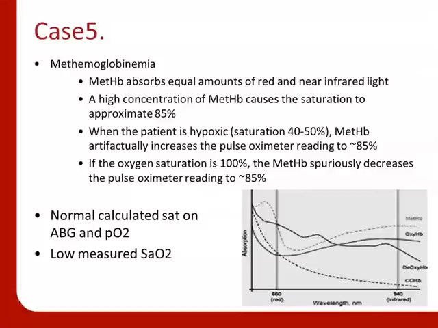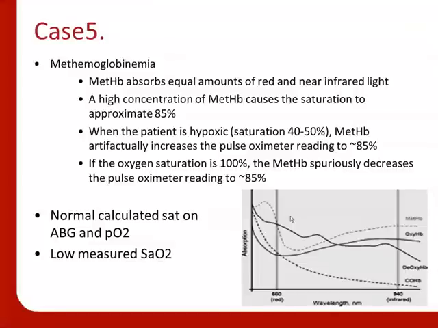So the methemoglobinemia, if you look at the figure, the dotted line here on the top is the methemoglobinemia. It absorbs the two different frequencies of light relatively equally. And in addition, when you combine that with the normal oxyhemoglobin and the deoxygenated hemoglobin, the average of all these three things settles out at about 85% on their saturations.